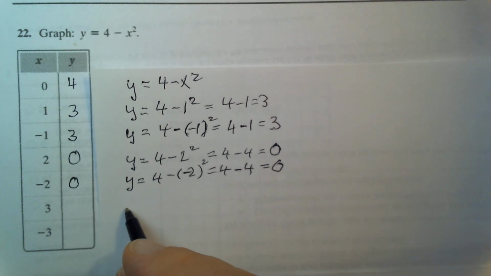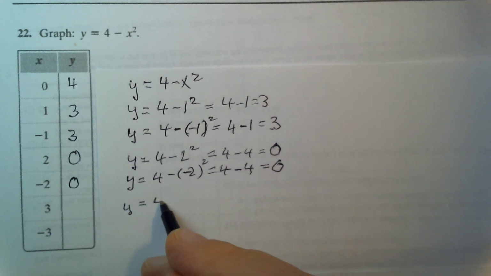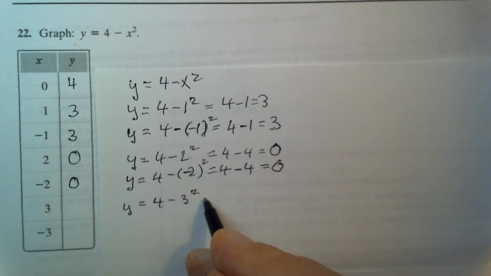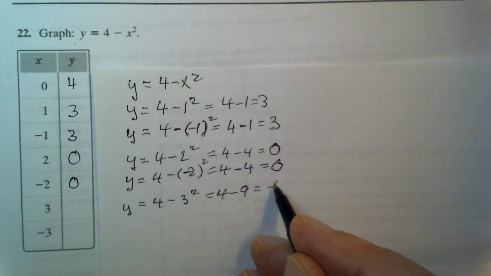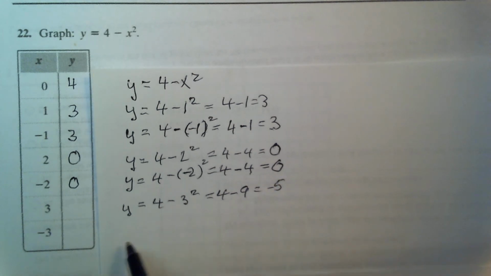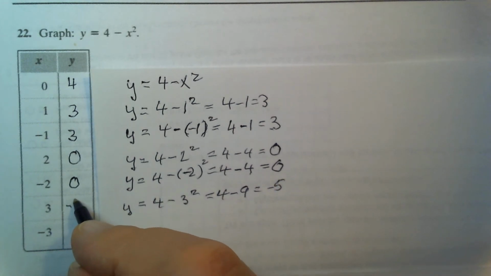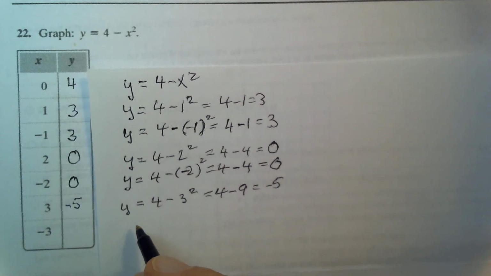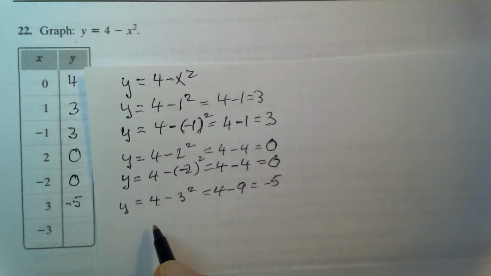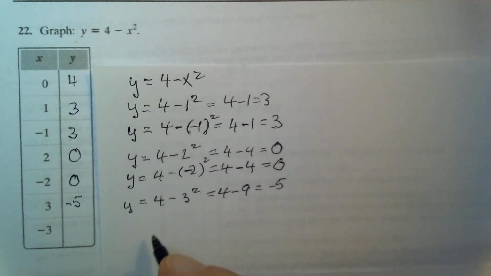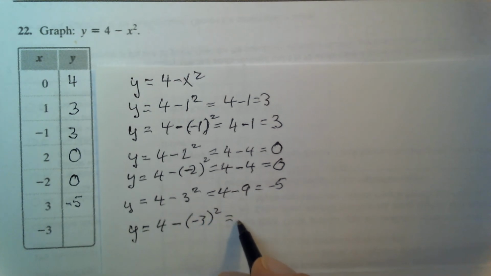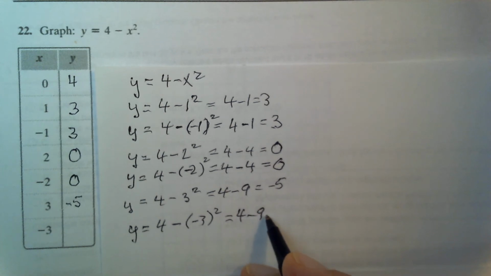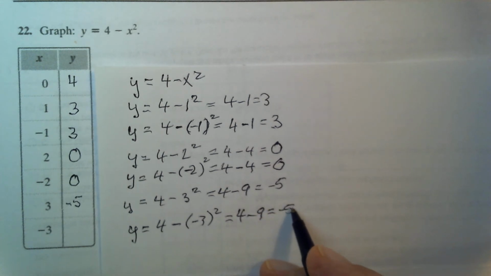When x equals 3, we have y equals 4 minus 3 to the second power. That's 4 minus 9, and that's equal to negative 5. So it's 3, minus 5. And when x equals minus 3, then y equals 4 minus negative 3 squared. So it's equal to 4 minus 9, and that's also equal to minus 5.